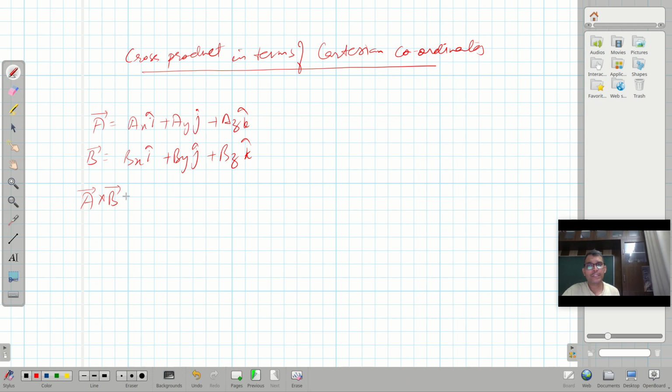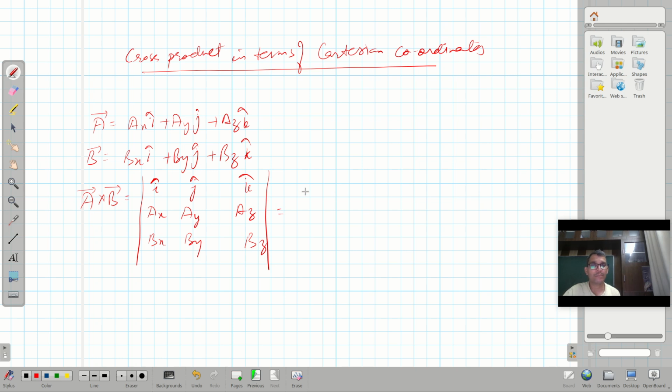a cross b is represented in terms of a determinant. I'm just writing the way that it can be written. I'm not deriving it. i, j and k are the unit vectors which we have to write down, and this is the x component of a, this is the y component, this is the z component, similarly bx, by and bz, and this determinant basically represents a cross b.